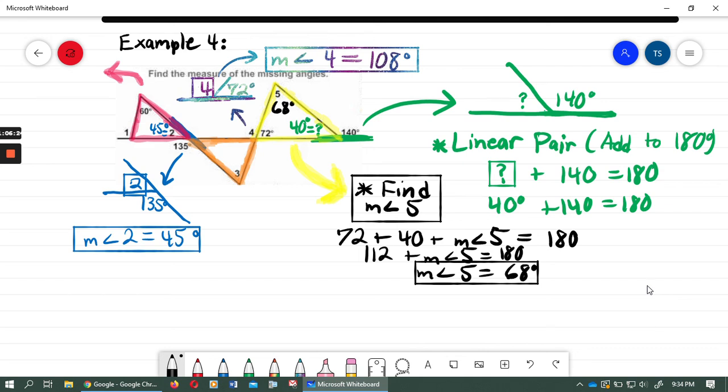So if we go ahead and work that out, 60 plus 45 plus something equals 180. Wow. Okay.